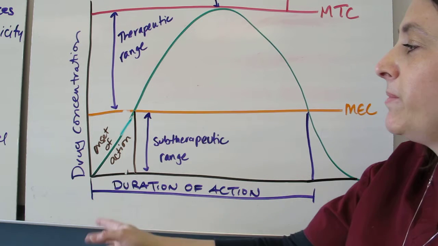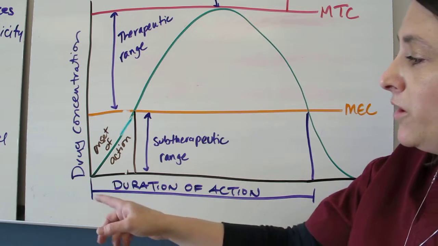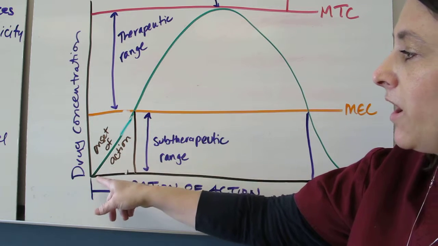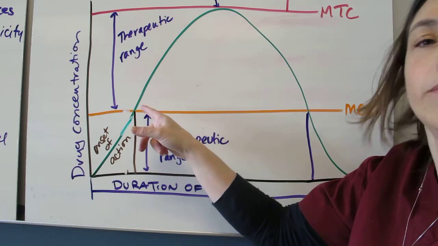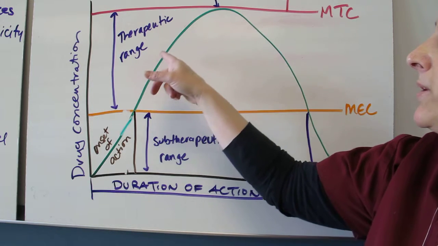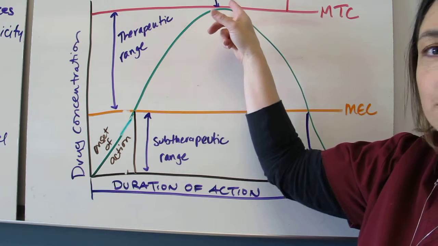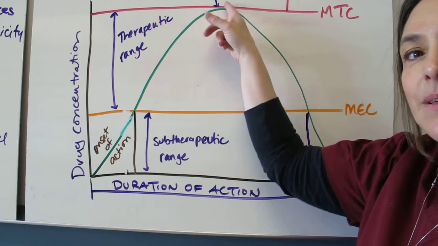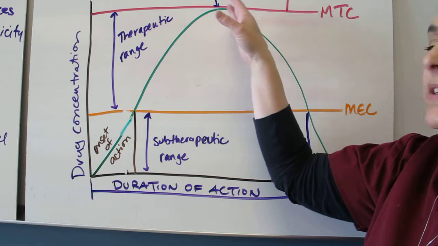Okay, so this would be a drug, probably an oral medication. So we give the oral medication, okay, and then we have the onset of action. So the onset of action is the time between when the drug is given and when it hits the minimum effective concentration. Okay. Then we move up into the therapeutic range. Hopefully we stay under the minimum toxic concentration. Okay. So at the very top here, this is the peak concentration level. This is when we get the most drug in the plasma.